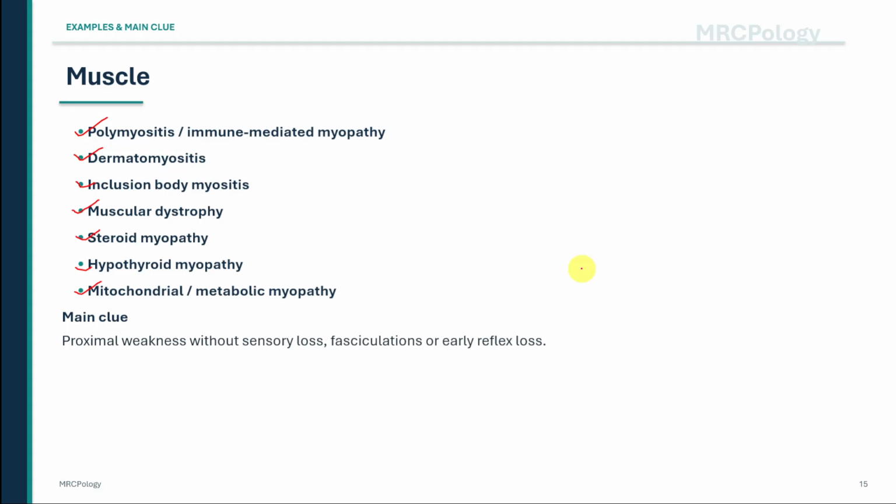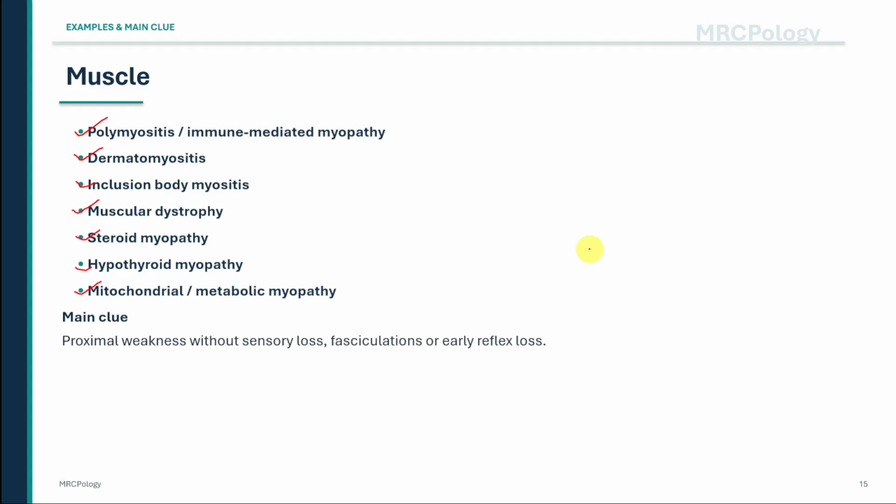Inclusion body myositis is an important exception to the usual symmetrical proximal pattern. It often causes asymmetric weakness, particularly involving the quadriceps and deep finger flexors. It progresses slowly and commonly affects older adults. Muscular dystrophies are inherited disorders and may be associated with a long-standing history, calf enlargement, contractures, scapular winging, or characteristic patterns of weakness.